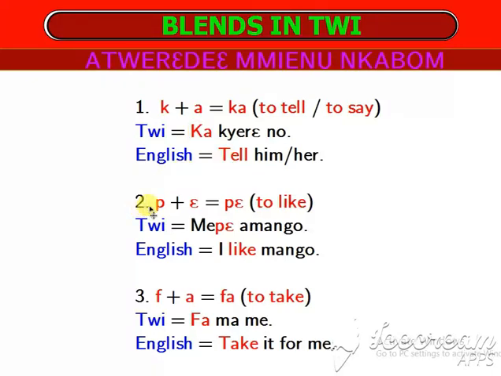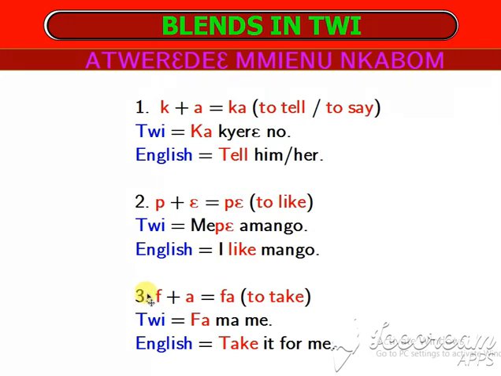Example 2. P and E. Together we have Pe. Pe means to like. Now let's use Pe in a sentence. Me pe amango, which means I like mango.